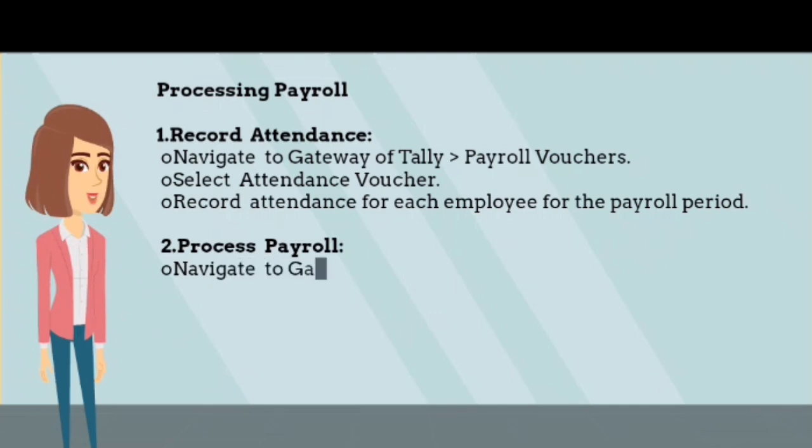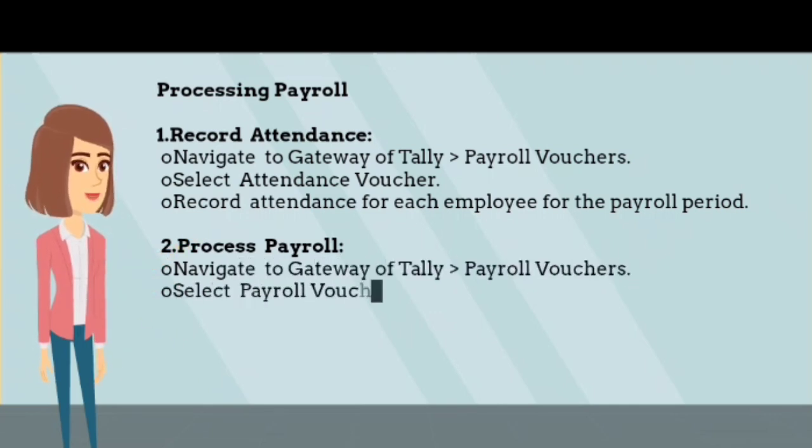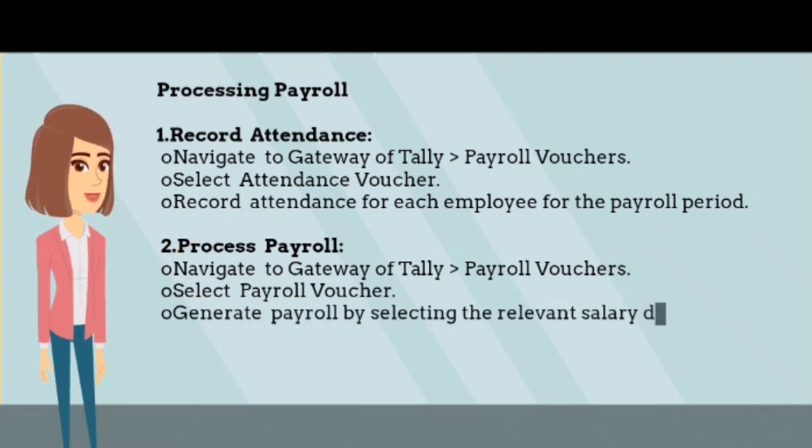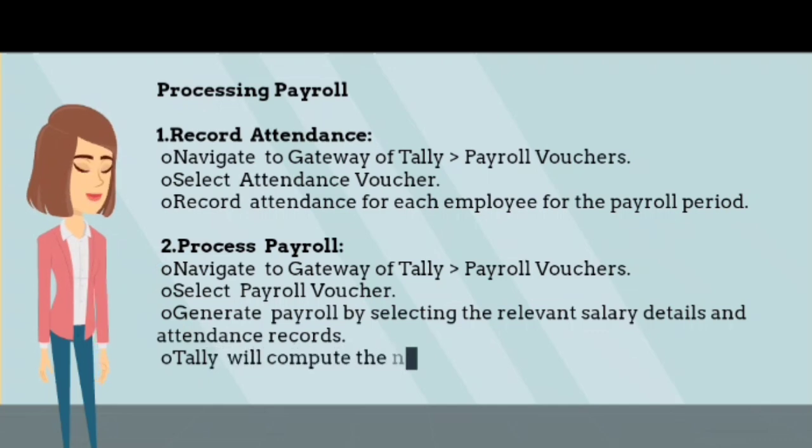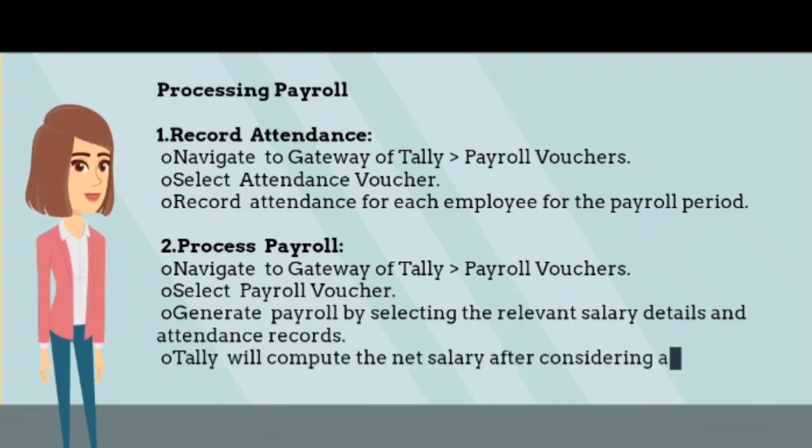2. Process payroll. Navigate to Gateway of Tally, Payroll Vouchers. Select Payroll Voucher. Generate payroll by selecting the relevant salary details and attendance records. Tally will compute the net salary after considering all earnings and deductions.